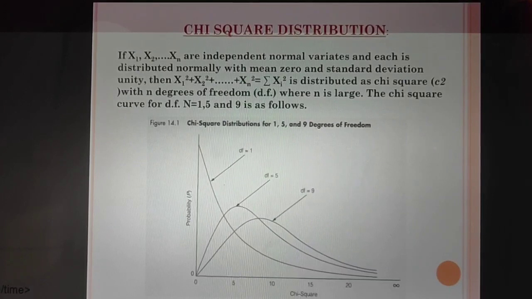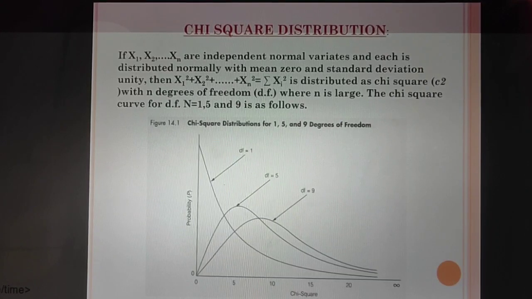Now I am going to discuss the chi-square distribution, basically which types of curve we get on applying different degrees of freedom. If x1, x2, ..., xn are independent normal variates, each distributed normally with mean 0 and standard deviation unity, then the sum of xi squared is distributed as chi-square with n degrees of freedom.